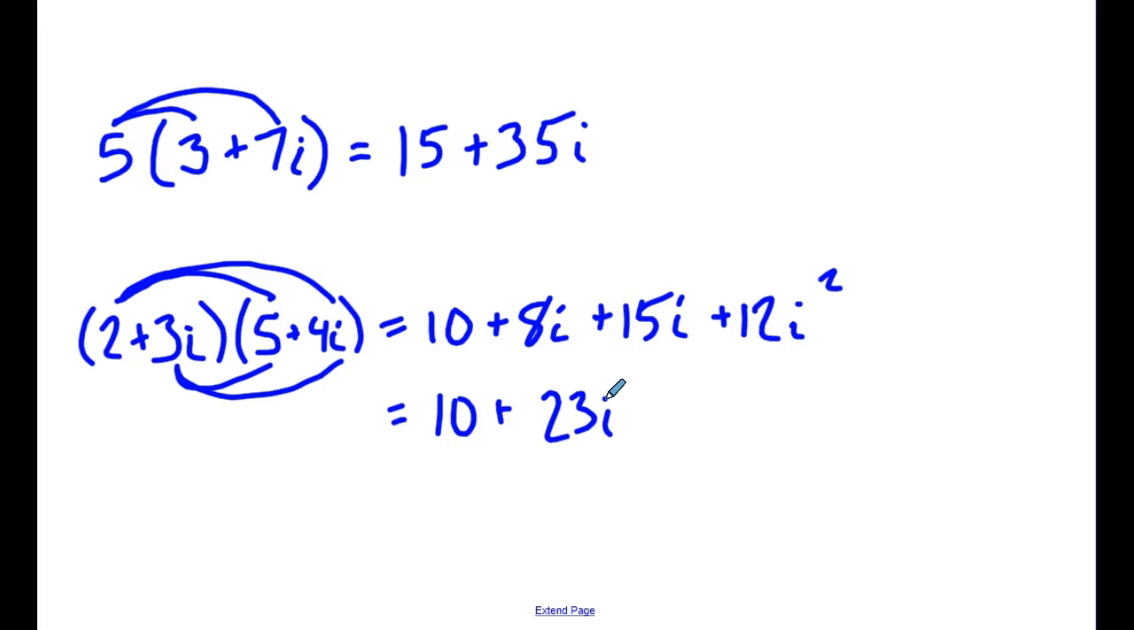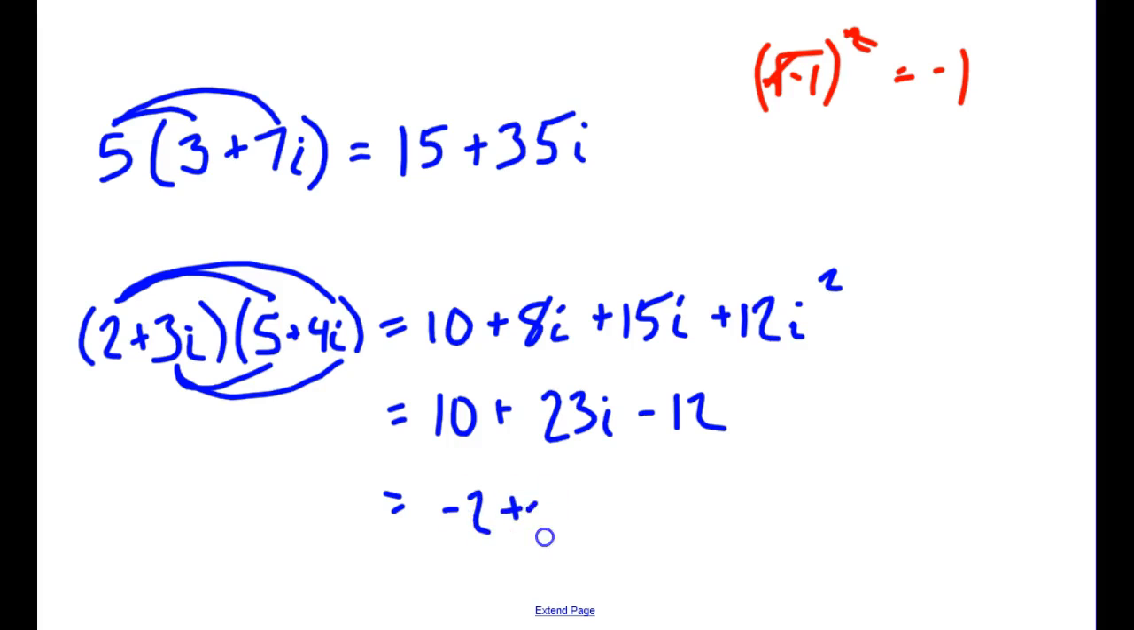i squared is equal to -1. Because if we recall what i is, we said i is equal to the square root of -1. And then we're squaring that quantity. Well, the square root and the squared basically cancel each other out. We're left with -1. So here we have 12 times -1, which is going to be -12. One more step, because now we have like terms again. 10 plus negative 12, or 10 minus 12, is negative 2 plus 23i.